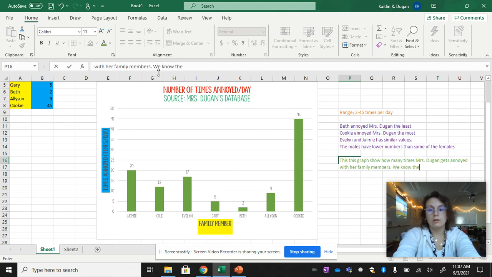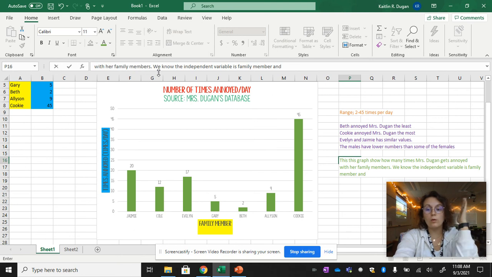We know the independent variable is what? Our independent variable is always on the x-axis, so the independent variable is family member. And the dependent variable is what? That's always on the y-axis. So the dependent variable is the times that they annoy Mrs. Dugan per day.